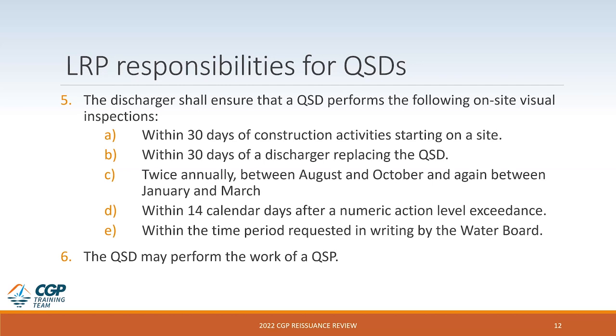The discharger shall ensure that a QSD performs the following specific on-site visual inspections: within 30 days of construction activity starting on site, within 30 days of a discharger replacing the QSD with another QSD, twice annually between August and October and then again between January and March, within 14 calendar days after a numeric action level exceedance, and within the time period requested in writing by the water board. Now, the QSD may perform the work of a QSP.